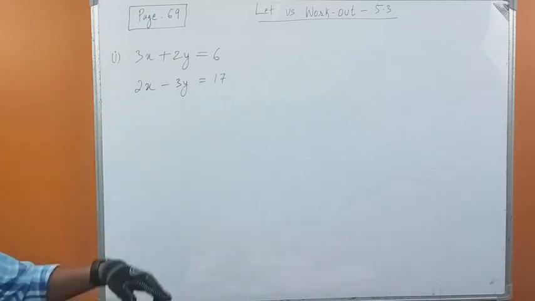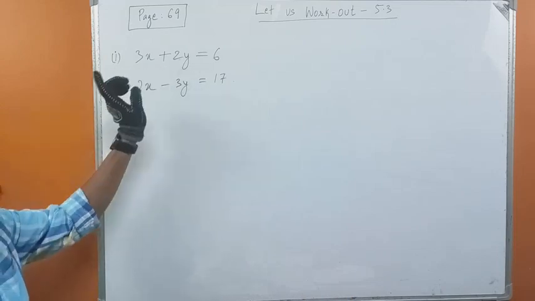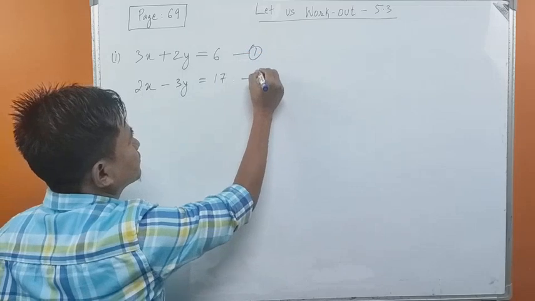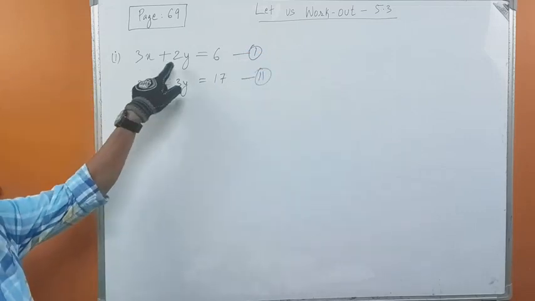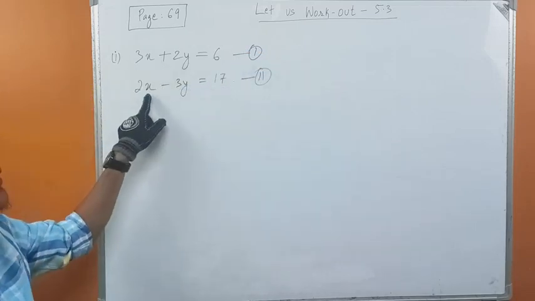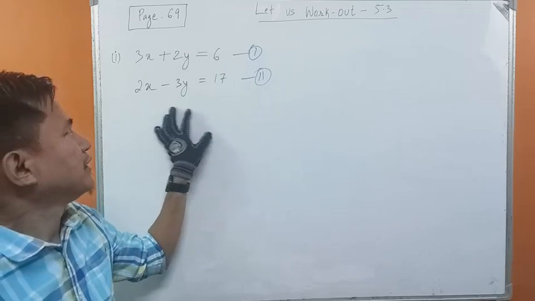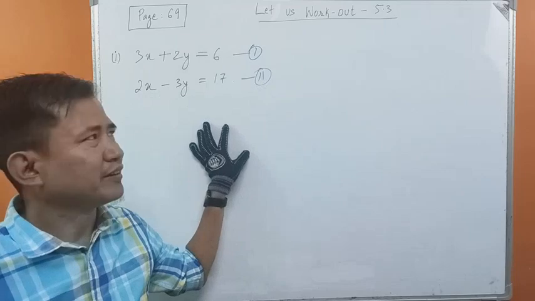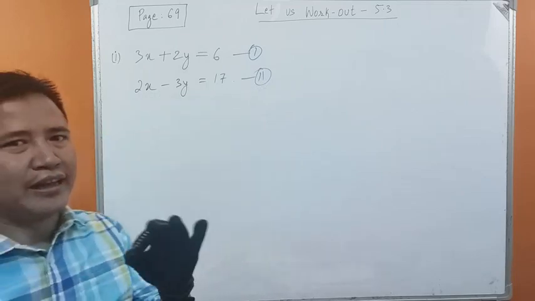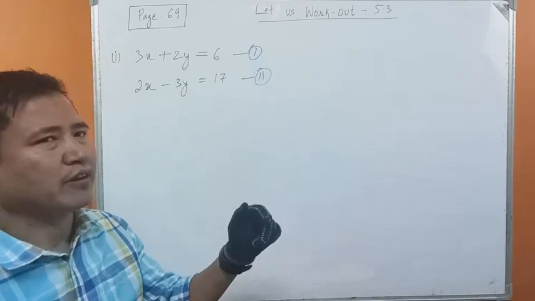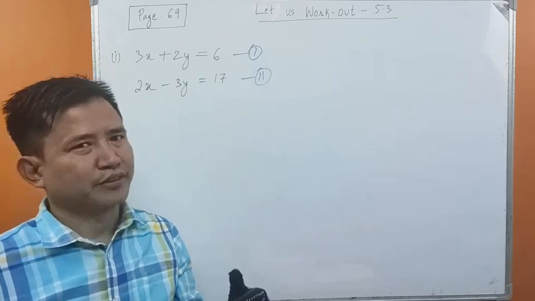So we are provided with two equations and two variables, isn't it? This is equation 1, this is equation 2. We have two variables x and y in equation 1 and two variables x and y in equation 2. To solve simultaneous equations by the method of elimination, we need to eliminate either x or y. Out of these two variables, we need to eliminate one of them.